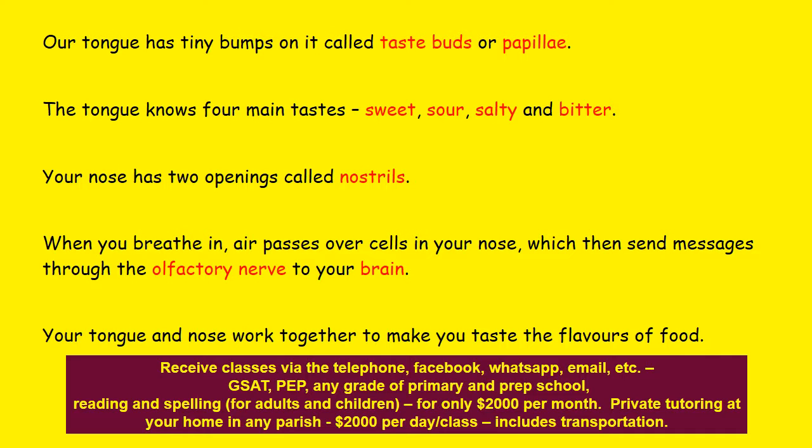Okay, so let's get started. Read what is on the screen here. Our tongue has tiny bumps on it called taste buds or papillae. Papillae. That's a plural word. Papillae, more than one. Okay, go ahead. The tongue knows four main tastes: sweet, sour, salty, and bitter. Your nose has two openings called nostrils.